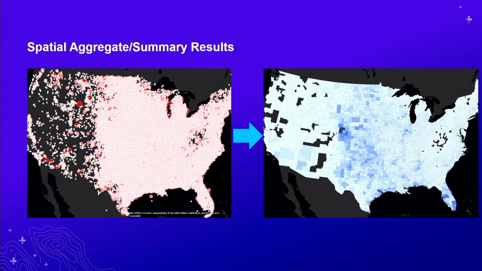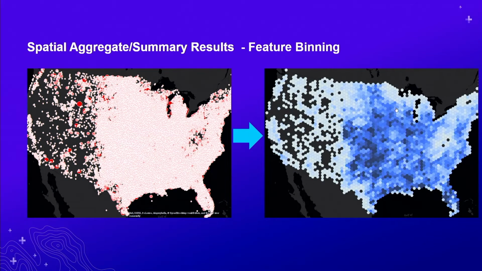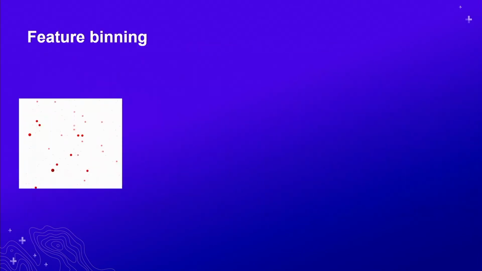We can also aggregate them by equal-sized polygons, also known as bins. It helps level the playing field. Now you can compare bins without any bias from artificial boundaries. So at a high level, how does feature binning work? Let's say these are the points.